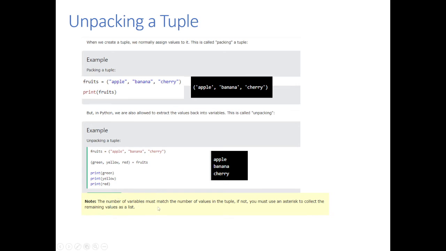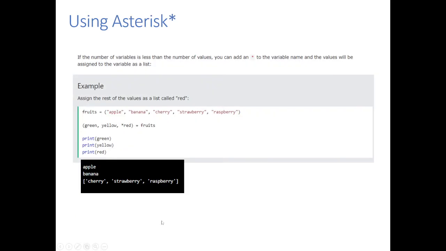So the number of variables must match the number of values in the tuple. If not, you must use an asterisk to collect the remaining values as a list, which will be shown on our next slide. So using the asterisk, if the number of variables is less than the number of values, you can add an asterisk to the variable name, and the values will be assigned to the variable as a list. So it will be a list, okay, not a tuple.